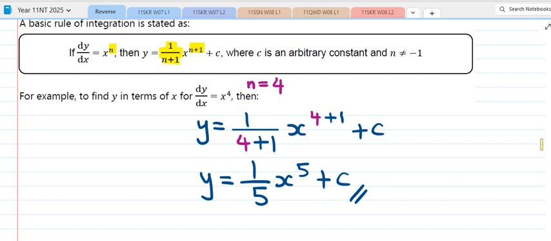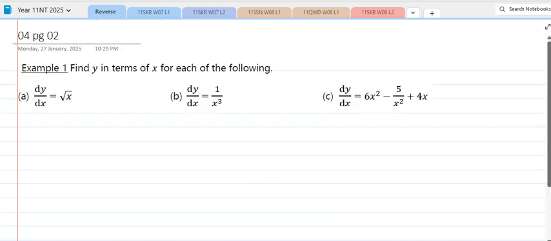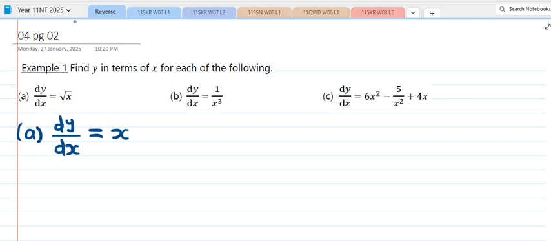Alright, turning to the next page over here, for example, find y in terms of x for each of the following. So for part A, you can see there, you must turn the square root of x into a power function. So here, dy/dx must be changed to equal x to the power of half. So this power half must be changed because you want to use that as our n.